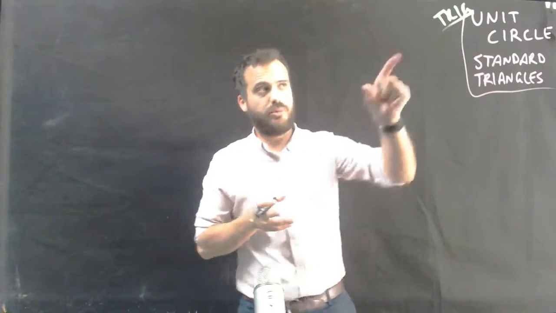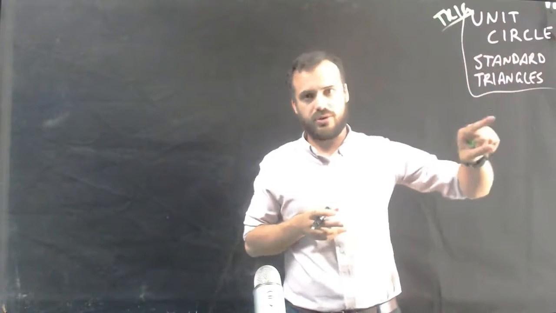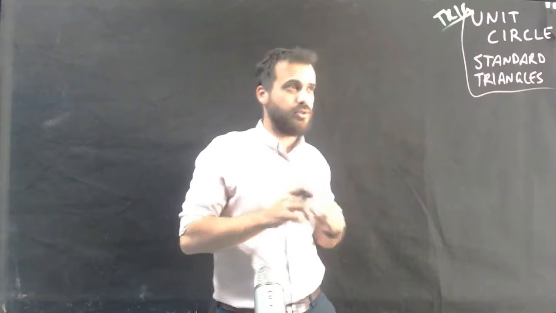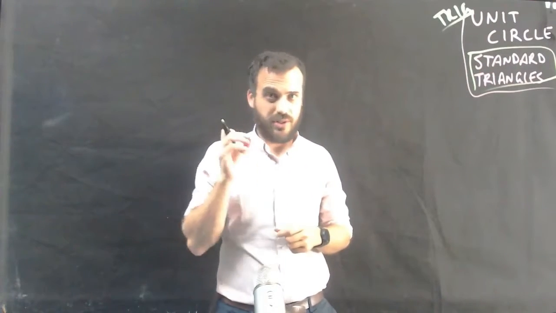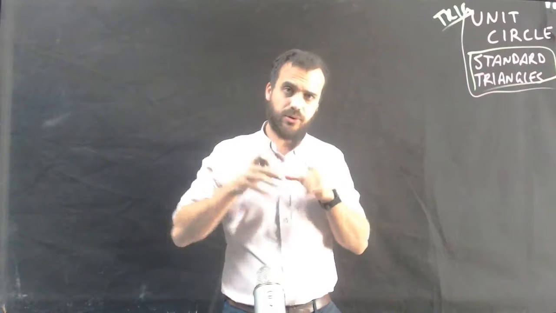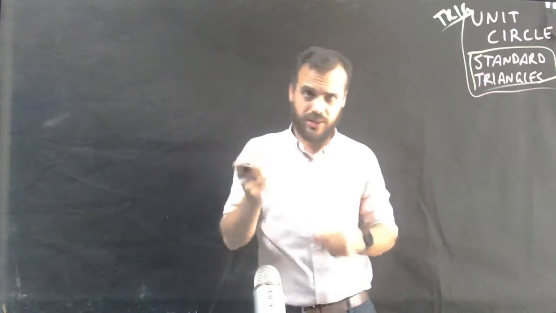So we're still looking at trigonometry here, and we're going to start looking at the unit circle. But before we look at the unit circle, we've got to look at the standard triangles. There's two of them, and it's really important that you learn them, you can draw them, and you understand them.